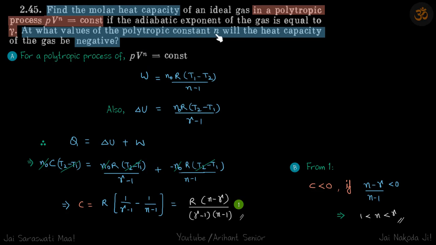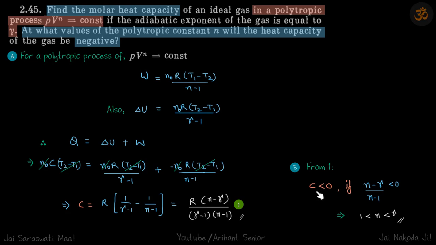Now for what values of n will the heat capacity be negative? n is appearing in the numerator and denominator both. So if C is less than 0, then (n - γ)/(n - 1) must be less than 0, or in other words, n must be between 1 and gamma. So that is our answer. In this case, C will be less than 0.